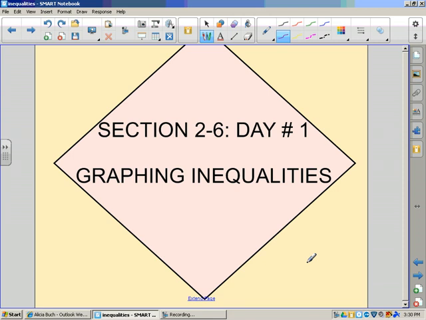Section 2.6 in our book is actually a bit of a longer section. It has all to do with inequalities. So today specifically, we're going to talk about how to graph and solve an inequality.